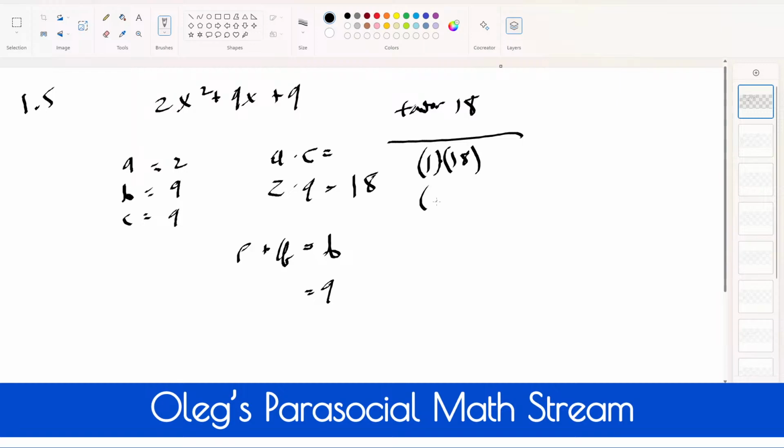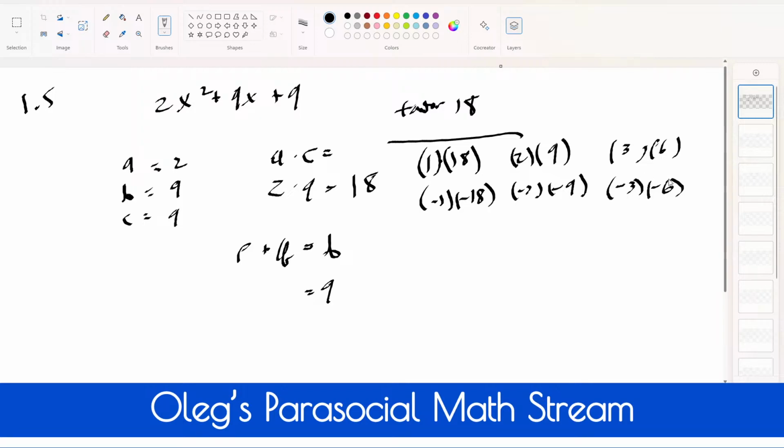We have negative 1, negative 18. And then we have 2 and 9. Negative 2, negative 9. We have 3 and 6. And negative 3 and negative 6. So it's not the first ones, because that's too high. 1 plus 18 is 19 and negative 19. This is going to be added together, 11 and negative 11.